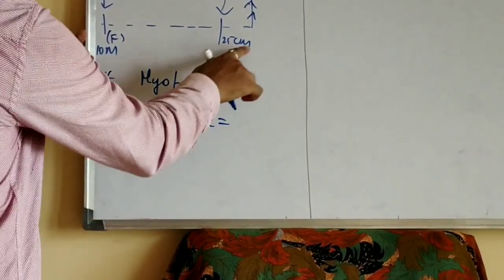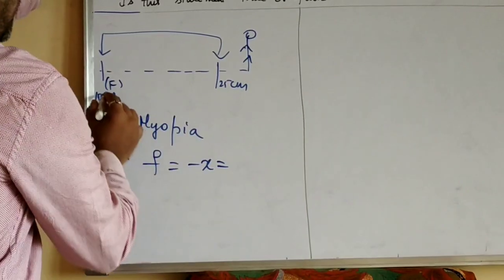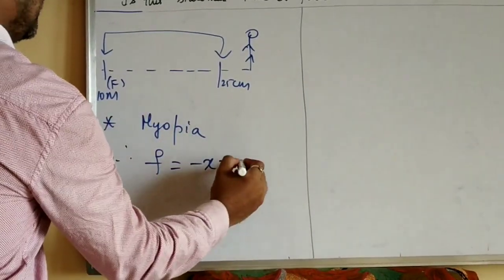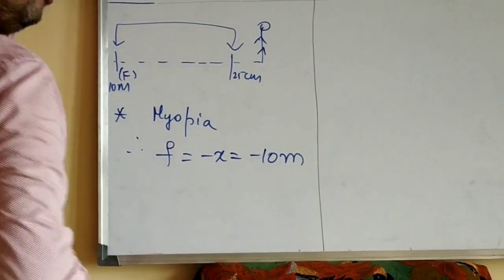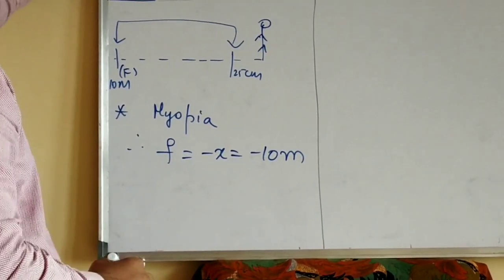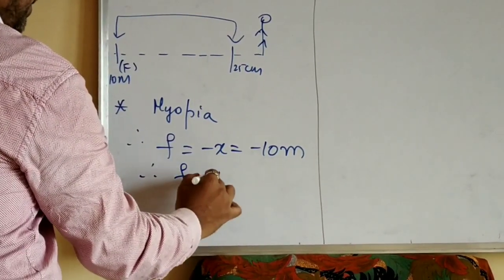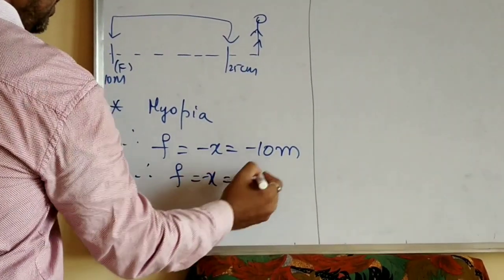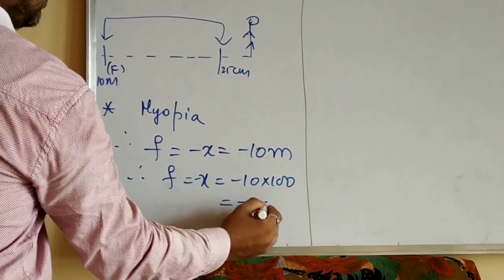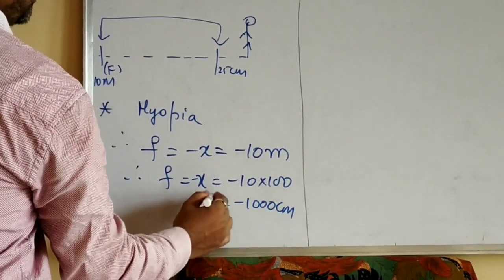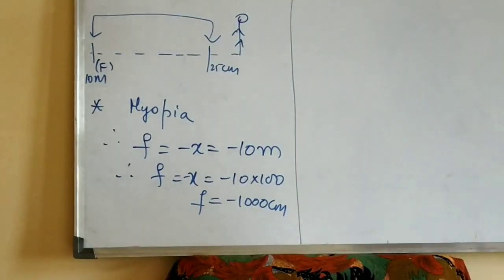Now, we have this focal length f is equal to minus x, right? This is x, from here to here. Now that x is nothing but, here it is given, 10 meters. So convert that to centimeters. You know that 1 meter is equal to 100 centimeters. Therefore, f is equal to minus x, which is equal to minus 10 into 100, that is minus 1000 centimeters. Now the focal length is minus 1000 centimeters.